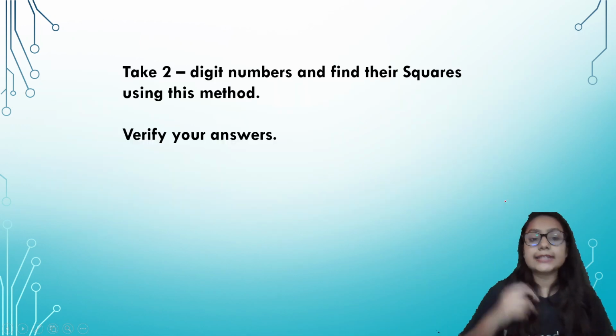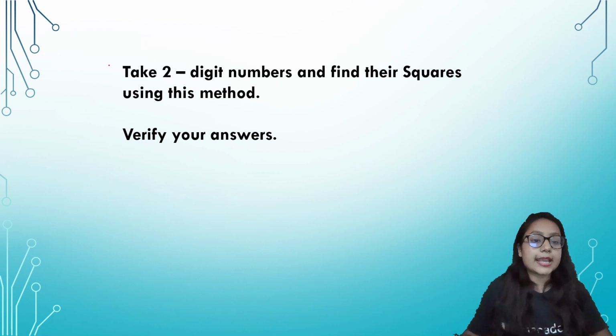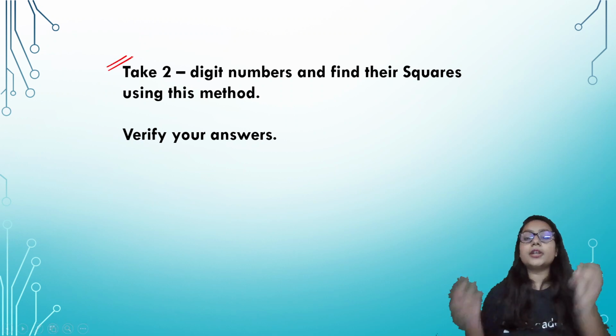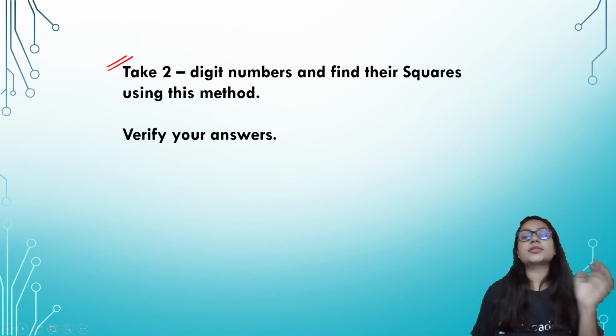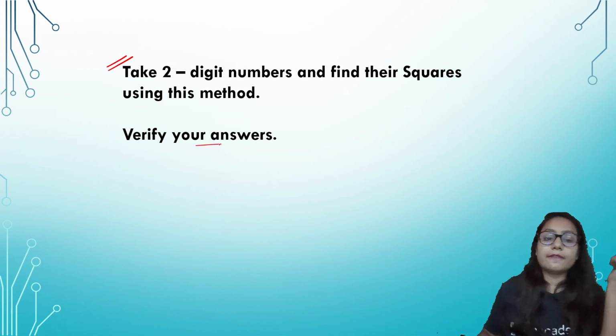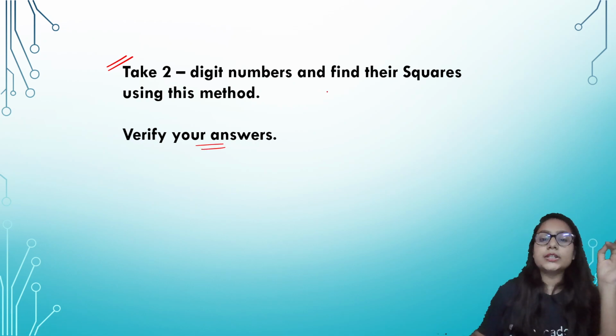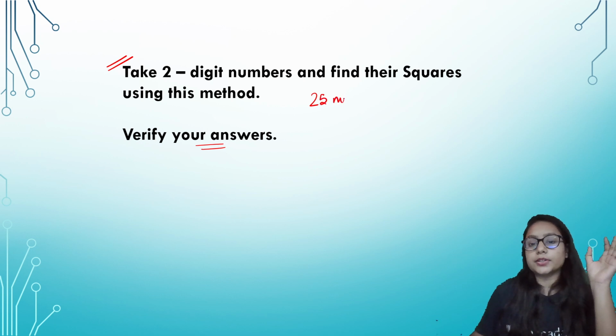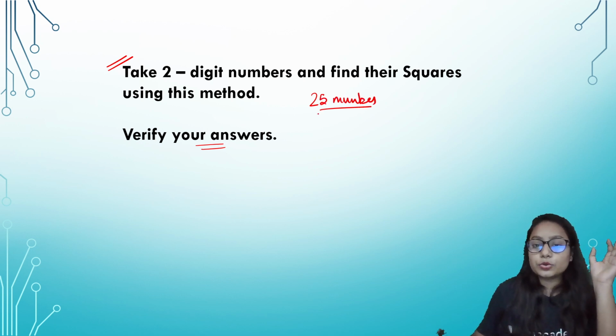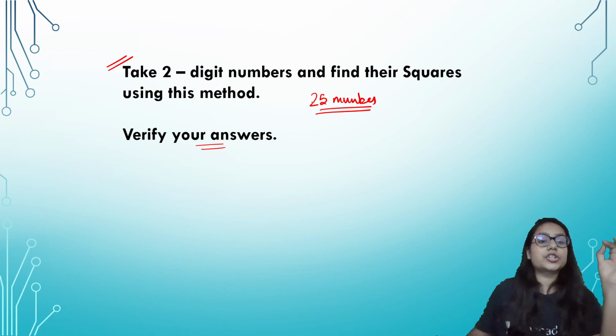Okay. So now guys, I suggest you take multiple 2-digit numbers, find their squares using this method and verify your answers. Do this exercise for at least 25 numbers. You will be able to do all the calculations for finding the square of 2-digit numbers within 30 seconds.